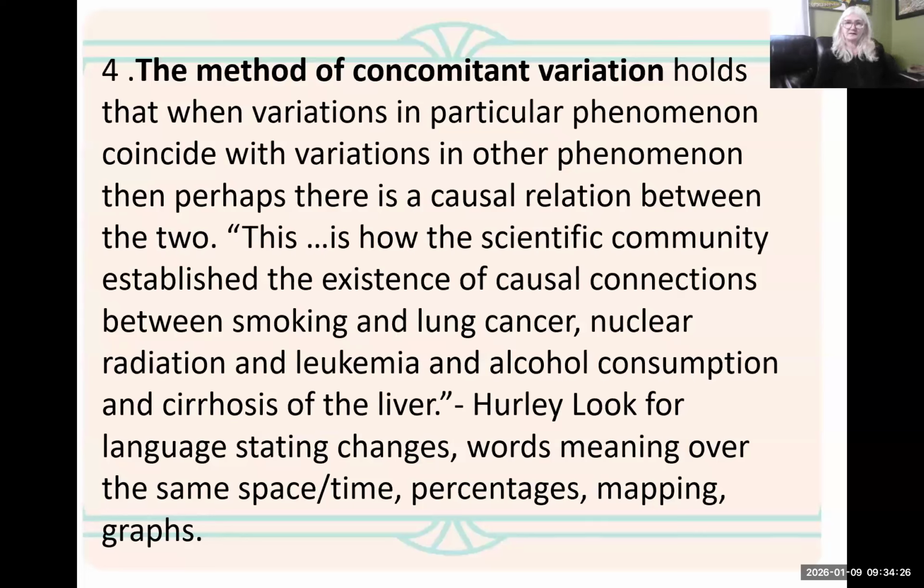As Hurley notes in his Intro to Logic textbook, which you might have noticed I love to borrow from, this is how the scientific community established the existence of causal connections between smoking and lung cancer, nuclear radiation and leukemia, and alcohol consumption and cirrhosis of the liver. For the method of concomitant variation, look for words that mean concomitant, same space and time, over the same period. Also variations, look for percentages, mappings, graphs, words that mean change.